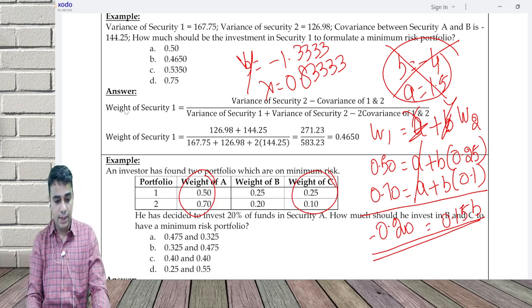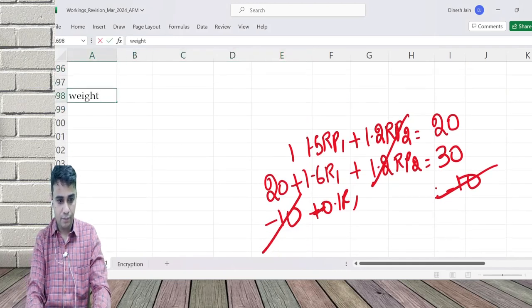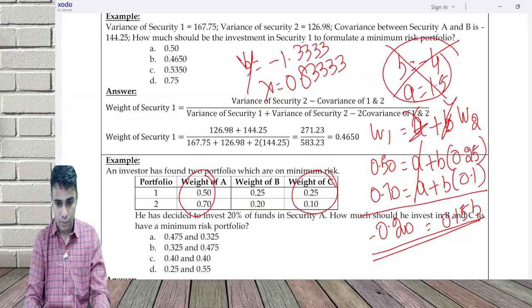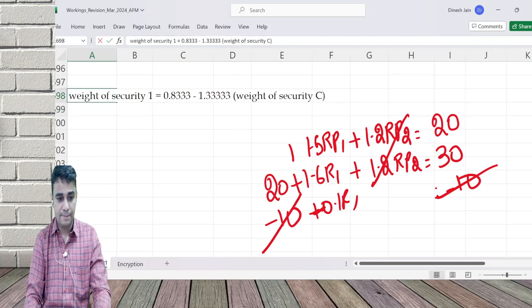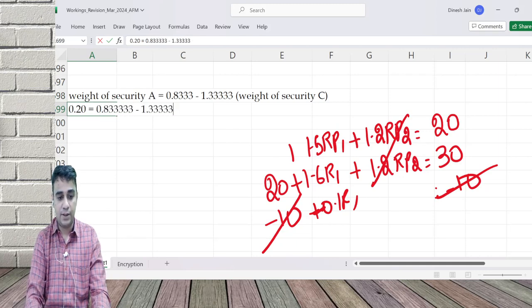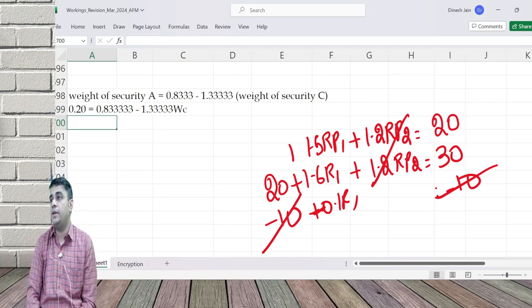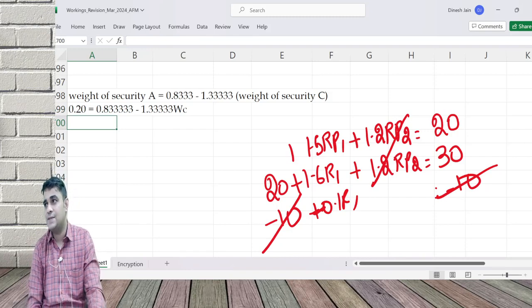Any doubts on this? So my equation is weight of security 1 is equal to 0.8333 minus 1.333 into weight of security C. How much is the investment you want to do in A? So 0.2 is equal to 0.8333 minus 1.333 WC. Get the weight of security C. The other one is the balancing figure.